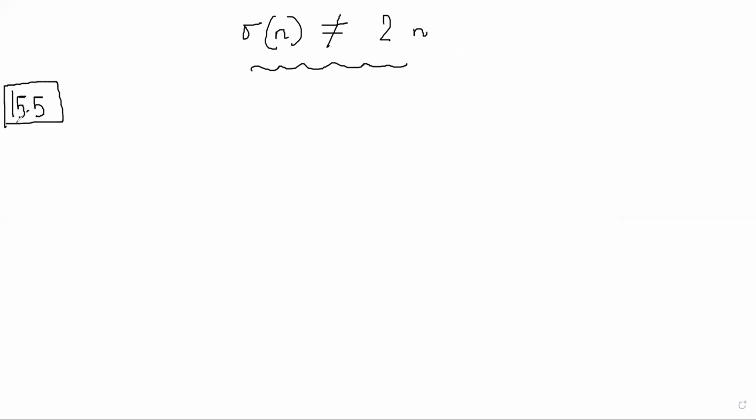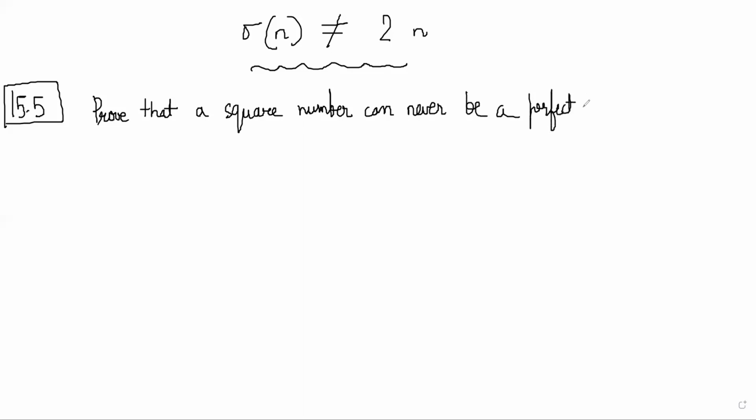15.5. It is saying prove that a square number can never be a perfect number. So some n square and all, right? So we have some n square type of number, and we have to prove that it is not possible for it to be a perfect number.